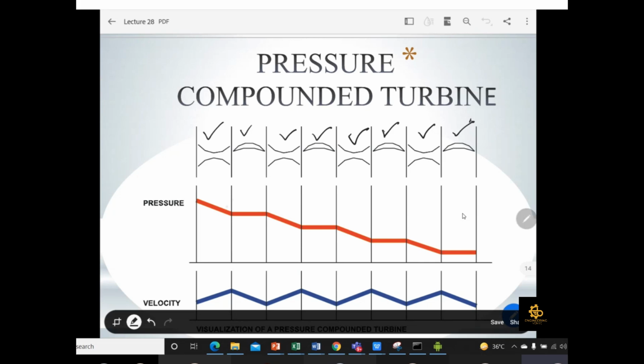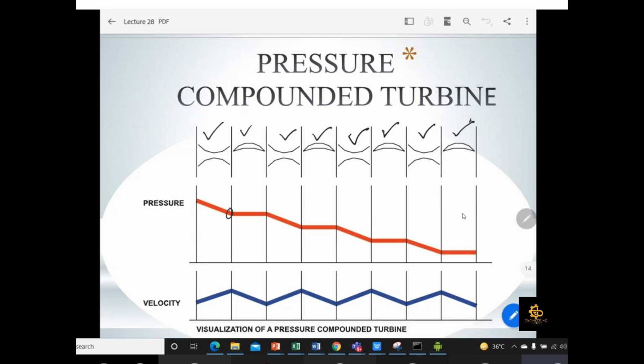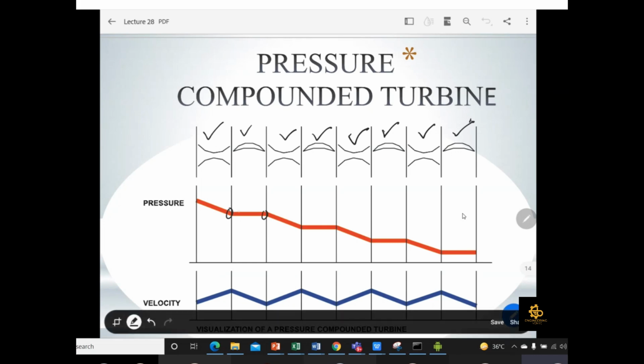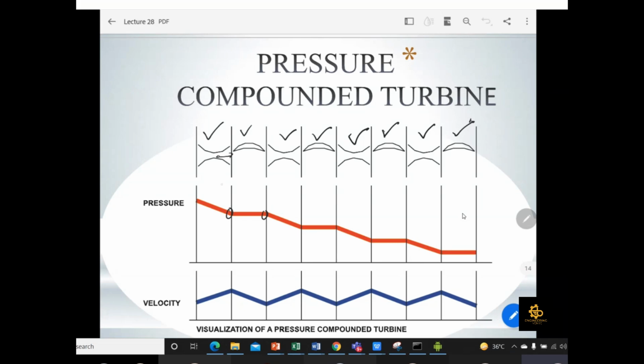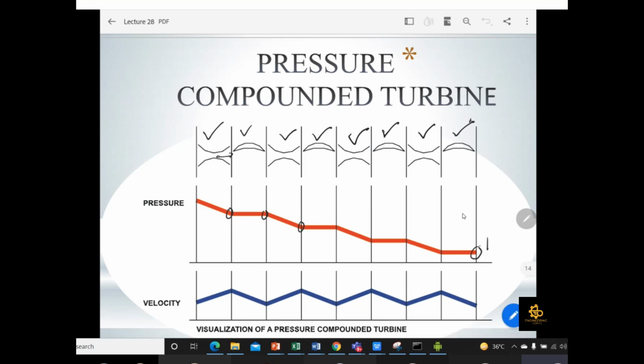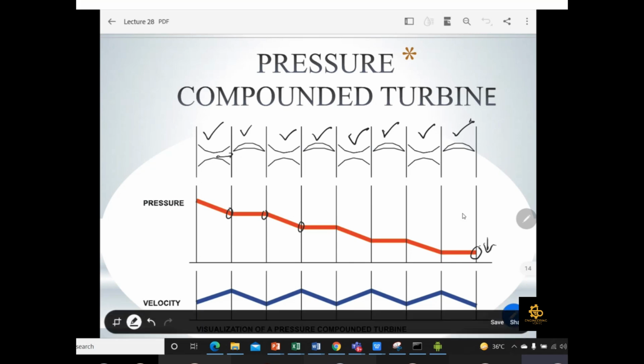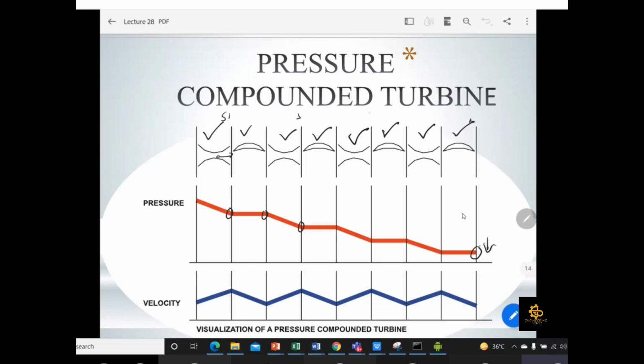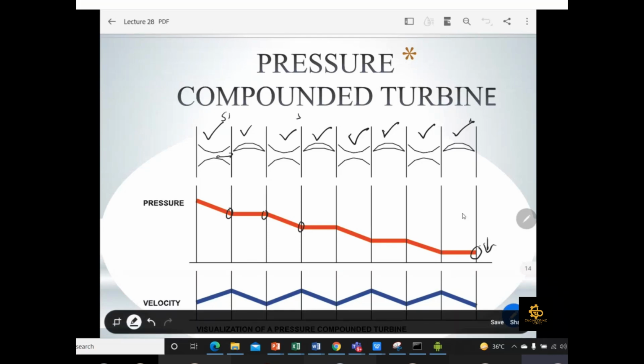In the case of pressure compounding, the pressure decreases at the end of the nozzle, then it remains constant, because it is the moving blade section and the steam is directly hitting there. Then we have the steam nozzle again, and again it decreases. So we get reducing pressure at the end of each stage. Combined, we count this as a stage. For example, this is stage 1, this is stage 2, and 3, 4. If we require the pressure to drop to a certain value, we can increase the number of stages as per our requirement.